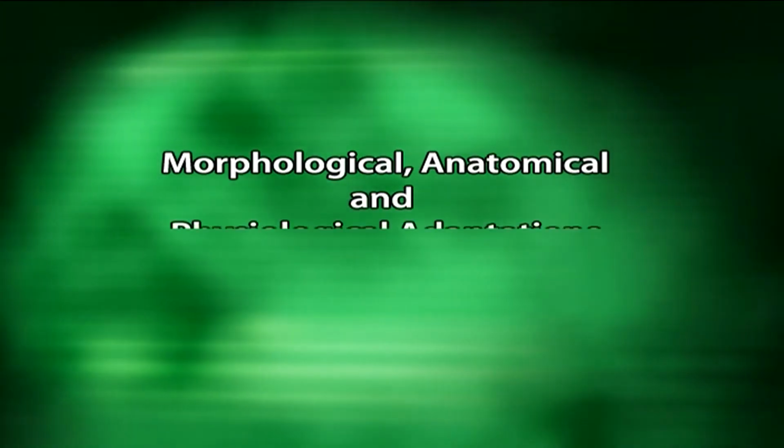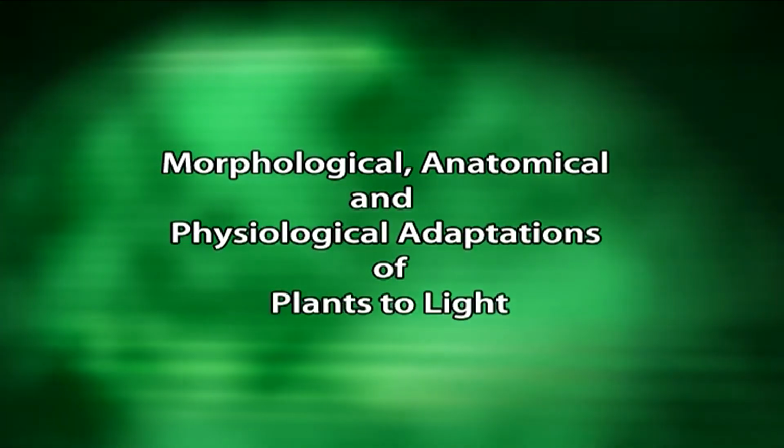Today I am going to talk about morphological, anatomical and physiological adaptations of plants to light. As you all know, light is an important ecological factor which influences many aspects of plants. There are 4 aspects of light which affect the development and biology of plants. These aspects of light include light quality, light quantity, light duration and light direction.